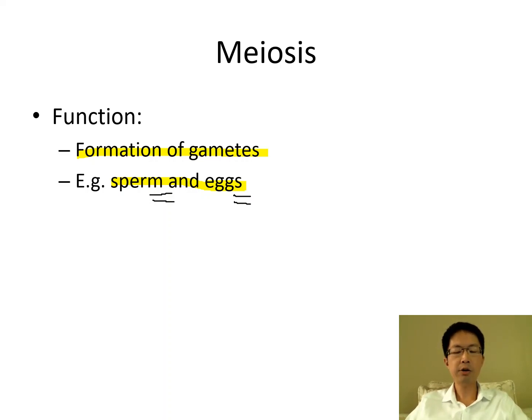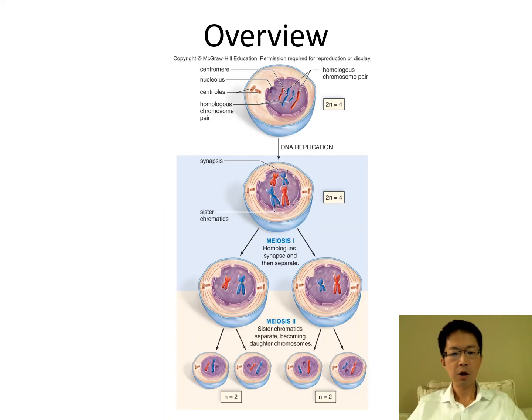Meiosis occurs only in the testes for men, and in the ovaries for women. So let me give you an overview of meiosis. It is very similar to mitosis. The overview is that you have meiosis 1 and meiosis 2.